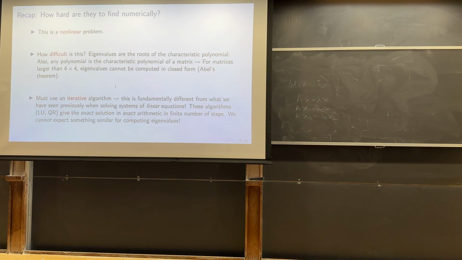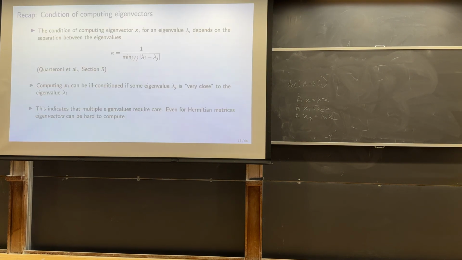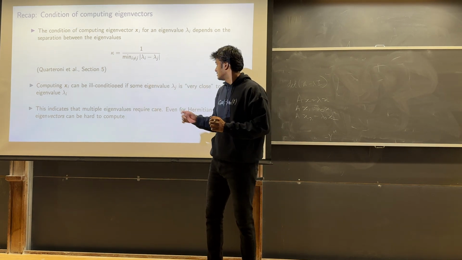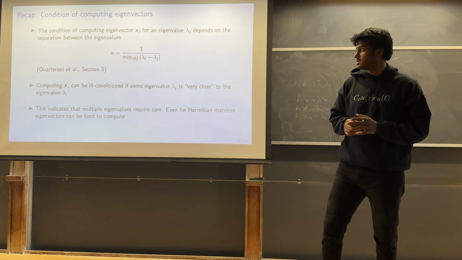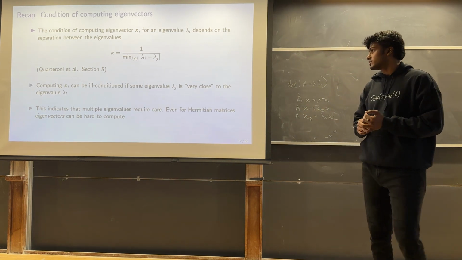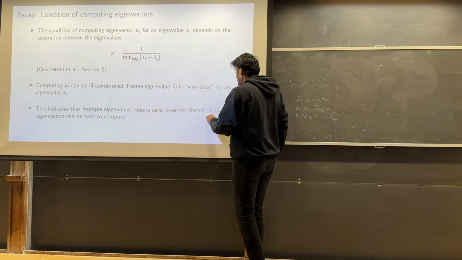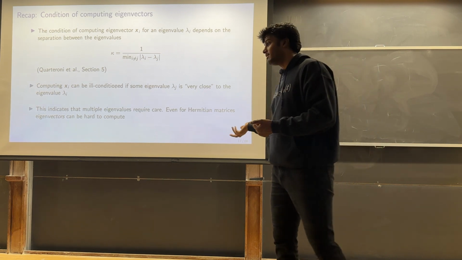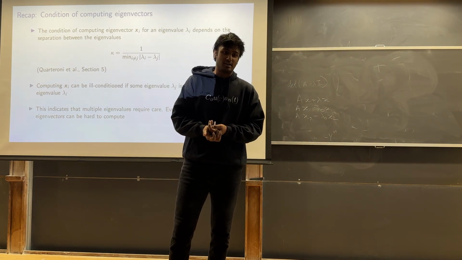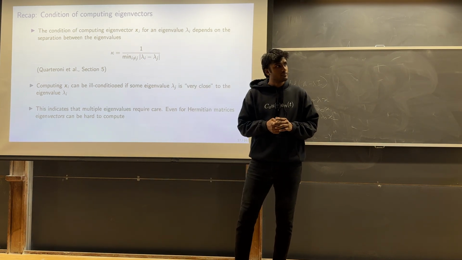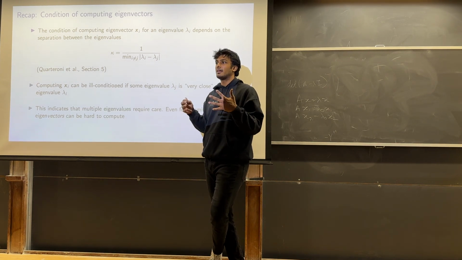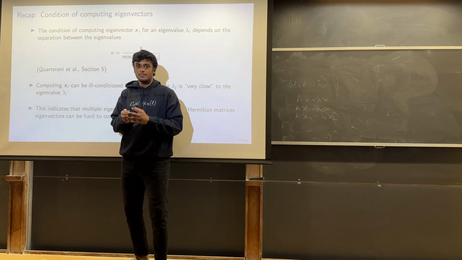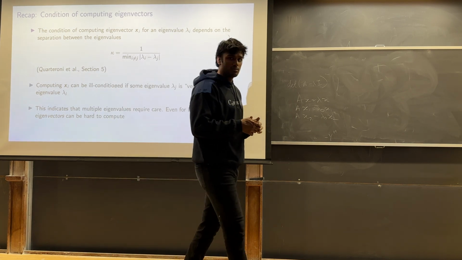Okay, computing eigenvectors. Computing eigenvectors is an ill-conditioned problem if we have repeated eigenvalues, or if the eigenvalues are very close to each other. So this indicates that even multiple eigenvalues require care. Even for Hermitian matrices, let's say the best matrix possible, eigenvectors can be hard to compute. For example, if you had an identity matrix, what are the eigenvectors? All of the eigenvalues are 1, so every vector is an eigenvector. So what do you give out as an answer? If a matrix was very close to identity with nearly repeated eigenvalues, we would have a problem giving its eigenvectors.